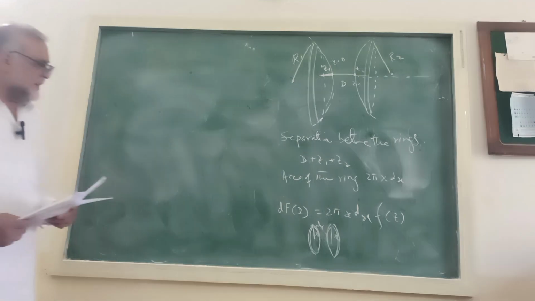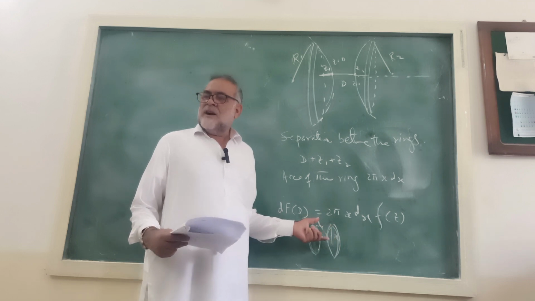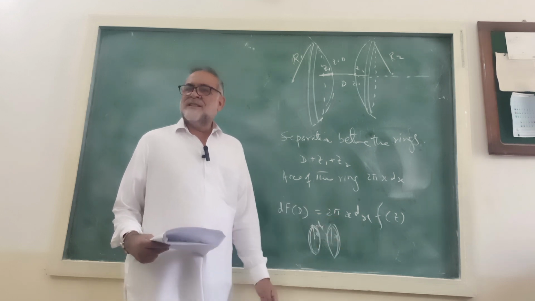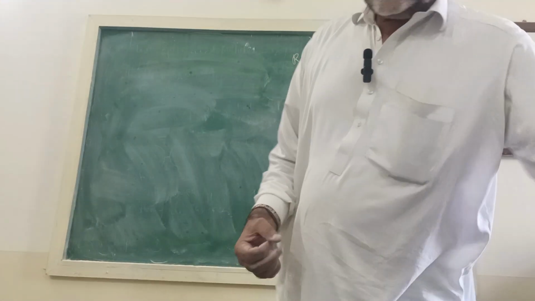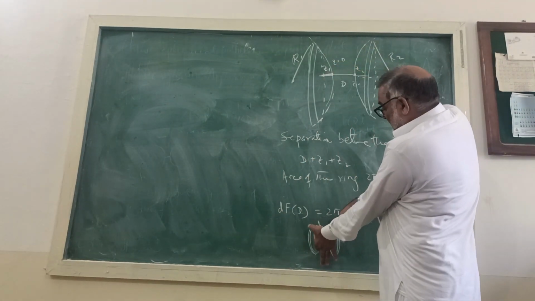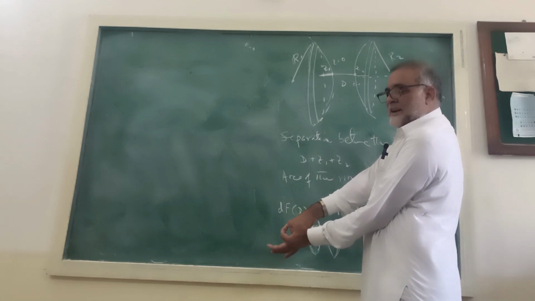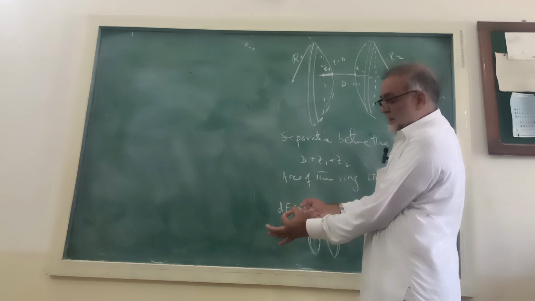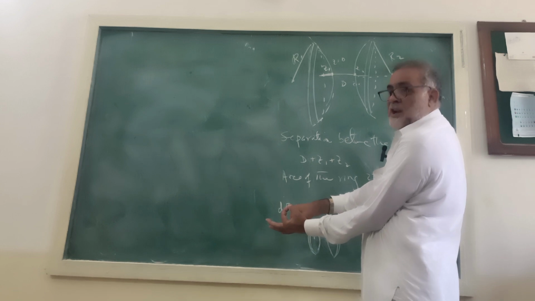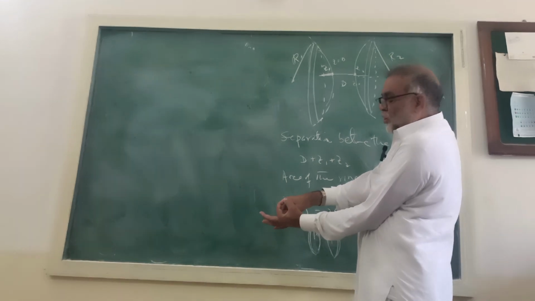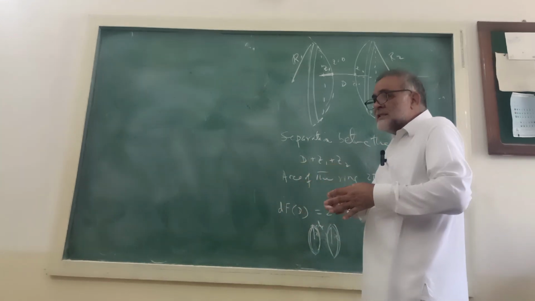So if I want to find the force between these whole discs, I will have to integrate this around the whole area of the disk. Two rings, suppose one is a bigger ring and one is a smaller ring. 2 pi x is the circumference and x is the radius of the ring. So now if I want to find the interaction between two whole disks, I will have to integrate this ring over the area of the disk.